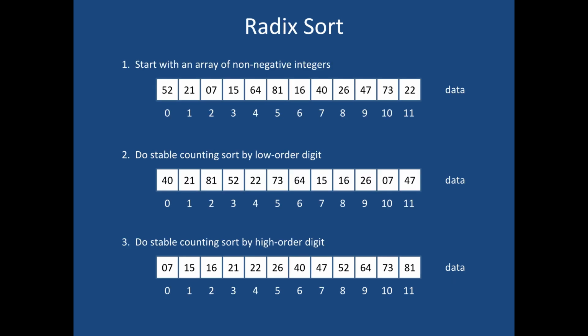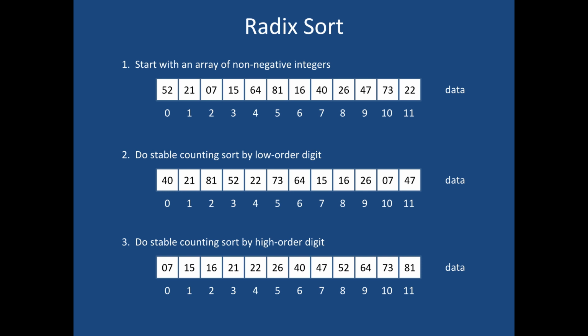All right. So this is radix sort. With radix sort, start with an array of non-negative integers again. Do counting sort, but by low order digit. So how long will the count array be? You're sorting these numbers, but we ignore their higher order digits. You're sorting them by their low order digit. Yeah, you just need 10 elements in the counting array, because there are only 10 different low order digits. And so you get this.